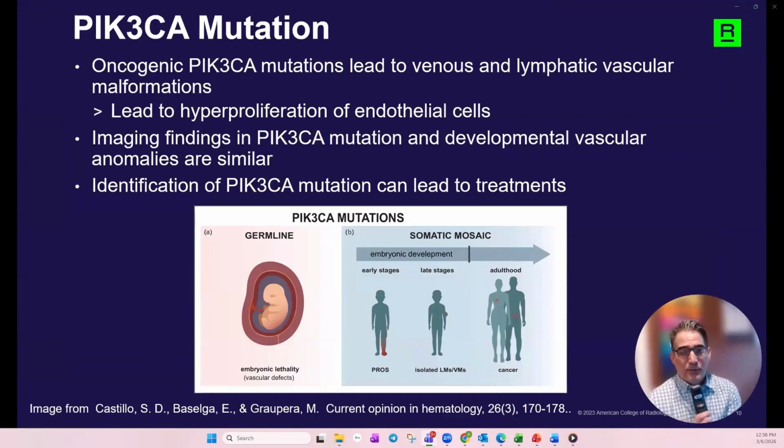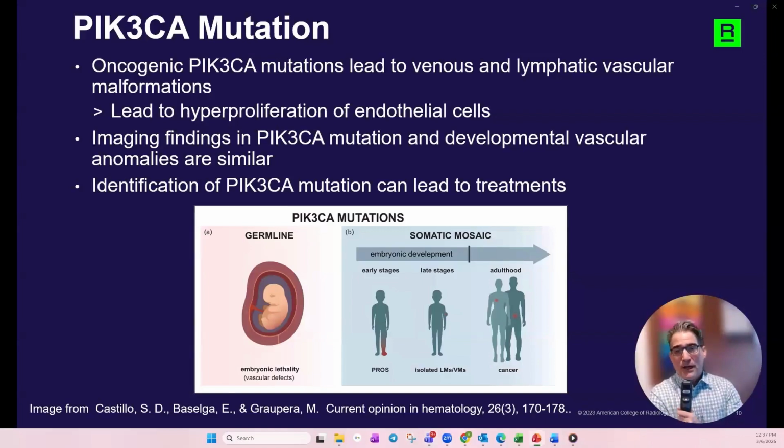Just to talk briefly about PIK3CA mutations. This is an oncogenic mutation. As you can see here in this diagram below, during the early stages and late stages during childhood, right, there's isolated lymphatic malformations and venous malformations. But in adulthood, this leads to cancer. 20 to 25% of colon cancers or rectal cancers, along with breast, ovarian, and lung cancers.